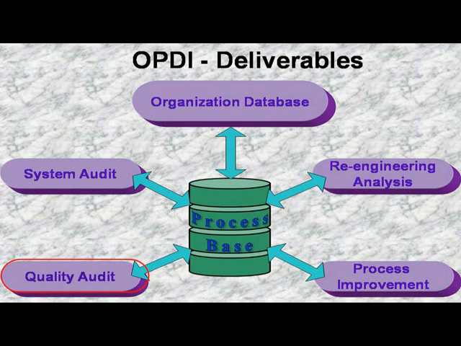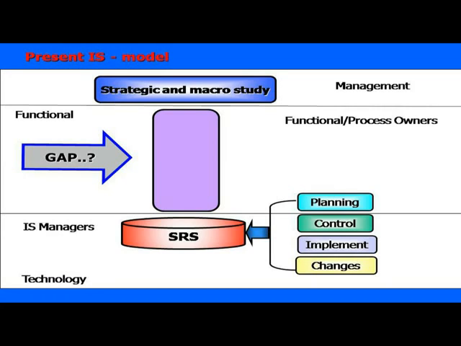Quality auditing is performed in order to deliver quality services or products. System auditing is performed in order to meet various statutory requirements. So the process base is providing that organization database. This is what OPDI delivers.